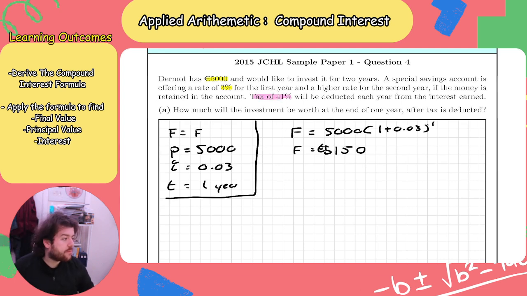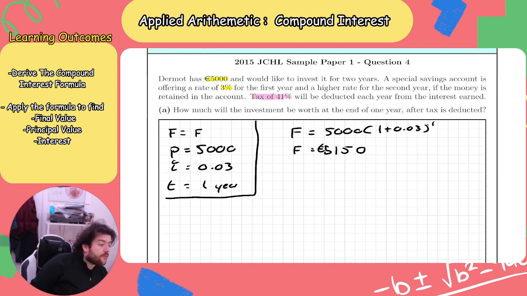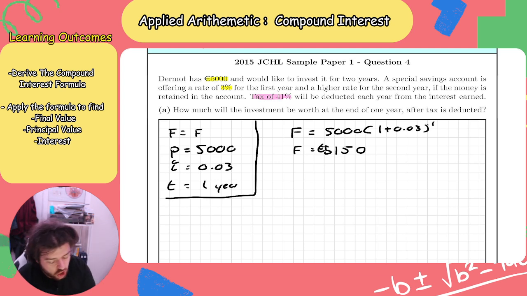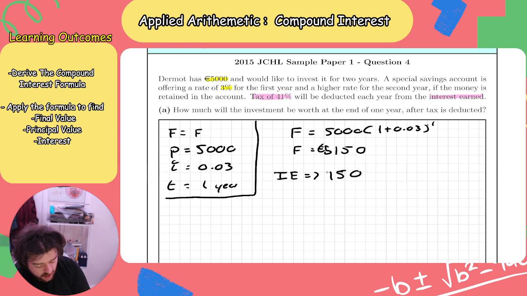Tax of 41% will be deducted each year from the interest earned. So the bank isn't taking away 41% tax on the entire thing. It's only taken away on the interest. So we need to account for that. So the interest earned, I'm just going to call that IE, is €150.